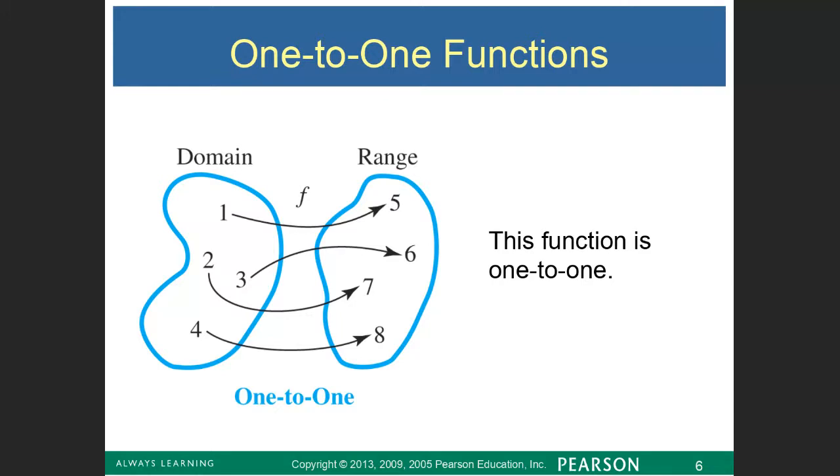One-to-one functions. Here's the illustration of a one-to-one function. So the definition for a one-to-one function is: a function f is one-to-one if no two elements in the domain of f correspond to the same element in the range of f. In other words, each x in the domain has exactly one image in the range.